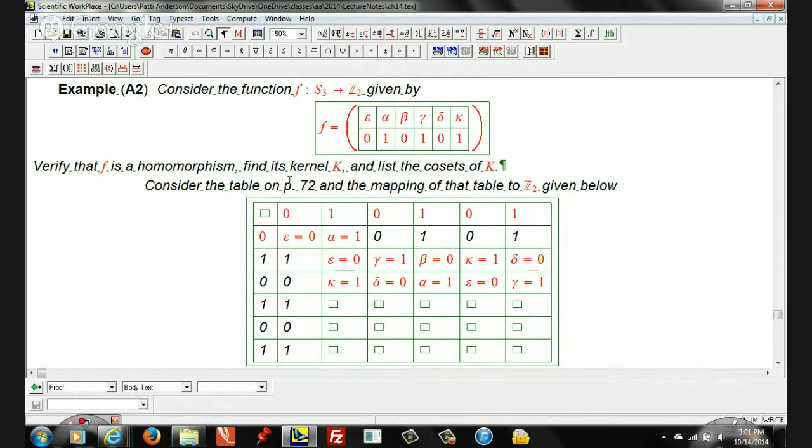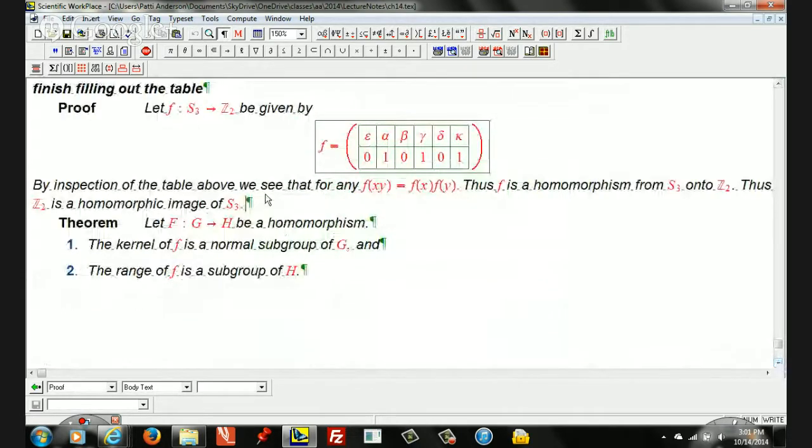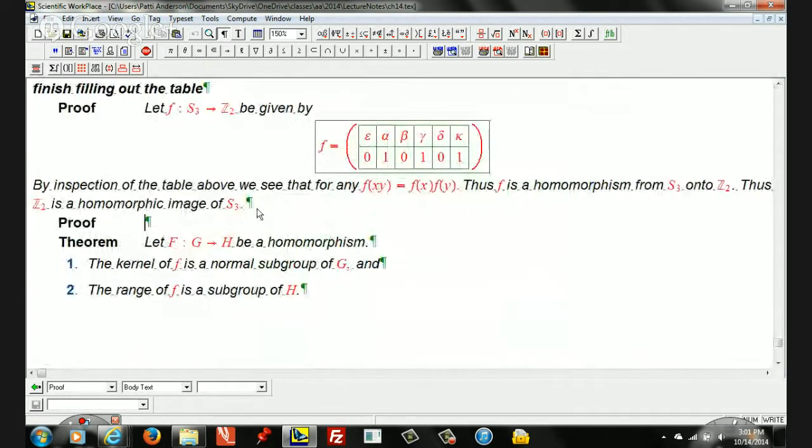Okay, so now it says find the kernel, and then list the cosets of the kernel. Okay, so let's come down here. This is outside our proof now. How'd you tell that? Given the maps given. Yeah, you're just reading the map. Whatever had a 0 for an answer. Yeah, really easy. That one, we really like that.